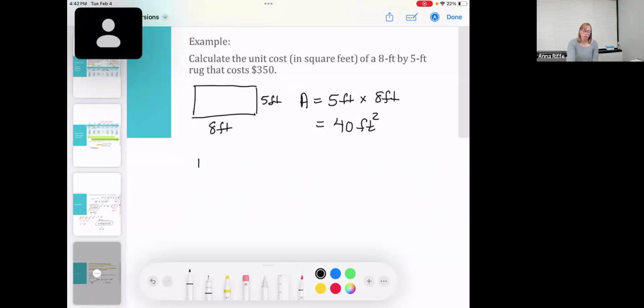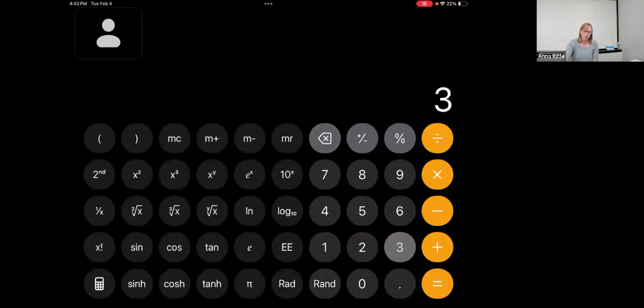To find the unit cost, I'm going to take the total cost, $350, and I'm going to divide that by the total area, 40 feet squared. Make sure I put my square in there. So I'll take $350, divide that by 40 square feet, and that gives us 8.75.